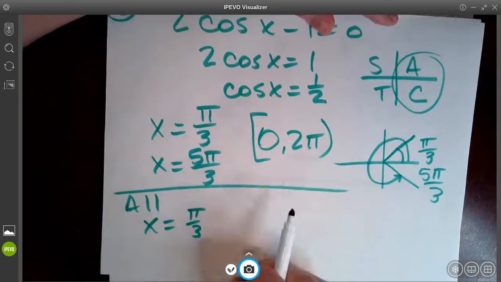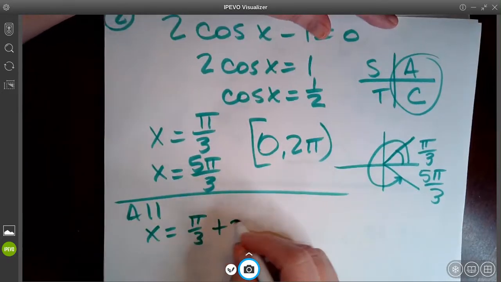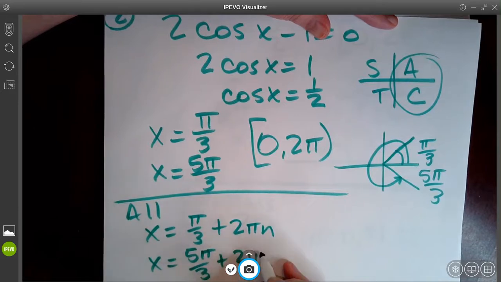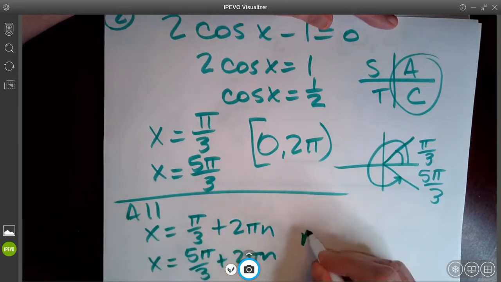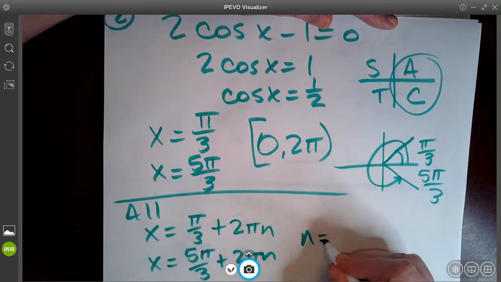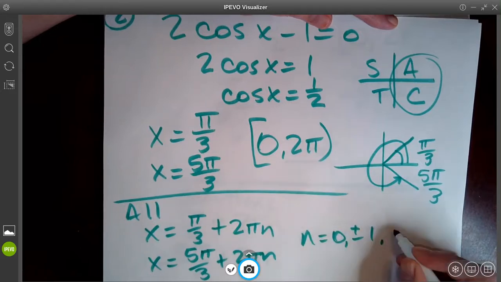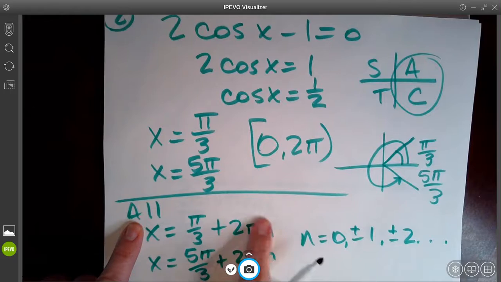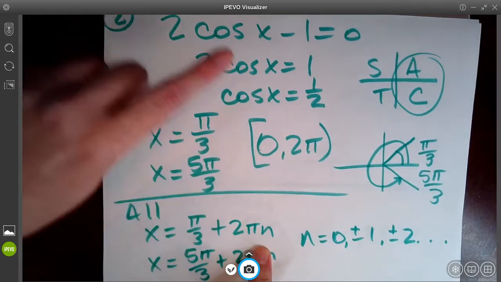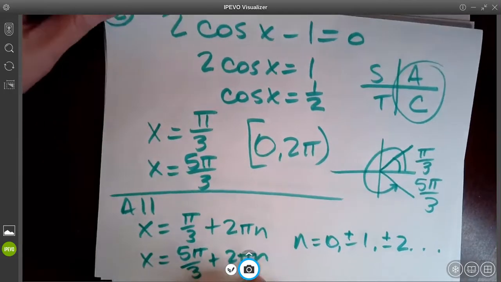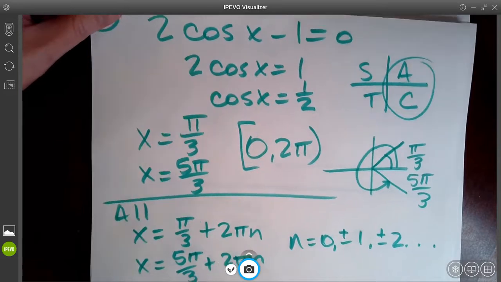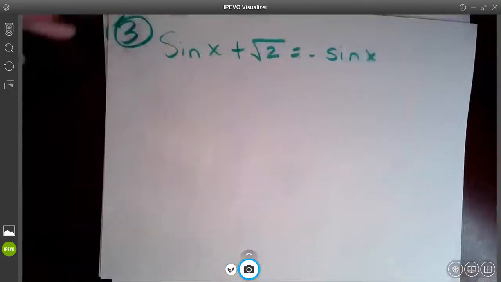So x is pi over 3 plus 2 pi n, or x is 5 pi over 3 plus 2 pi n, and we need to say that n is an integer. So n is 0, plus or minus 1, plus or minus 2, and so on. If it says find all solutions, we're going to have this part added on with it. If we're only finding the initial solution in the first circle, or one time around the circle, then we are between 0 and 2 pi. We only have the two answers.